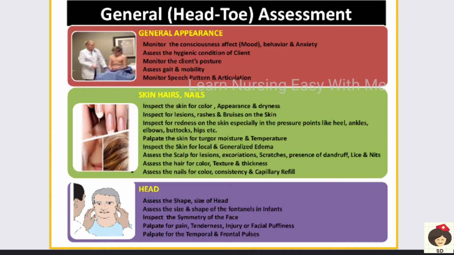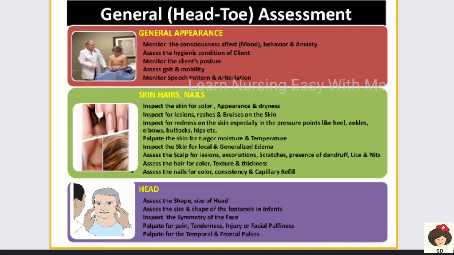So edema can be local in a particular area, or some patients with kidney disorders or heart failure may have a generalized edema, that is called anasarca. So all these you have to check. And for the hair and scalp, you have to check for lesions, any excoriations, scratches, like when the patient is having lice infestation, they may scratch and get bleeding from the scalp, okay. So all that you have to check. And for dandruff, lice and nits, or small ones of lice, this you have to check. And hair color, texture and thickness you have to check.